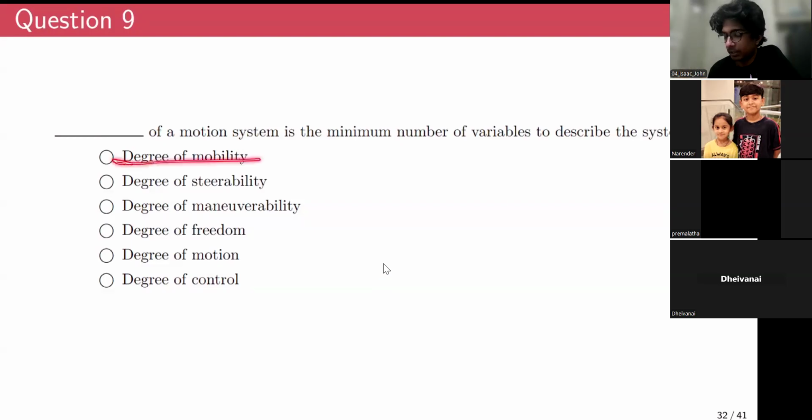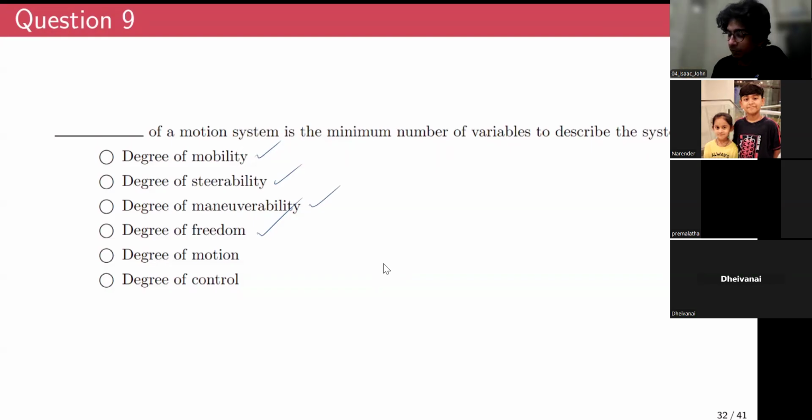Is it degree of mobility? Is it degree of steerability? Is it maneuverability, degree of freedom, degree of motion, or degree of control? At least we'll narrow it down to the degree terms that we are familiar with: degree of mobility, steerability, maneuverability, and degree of freedom.